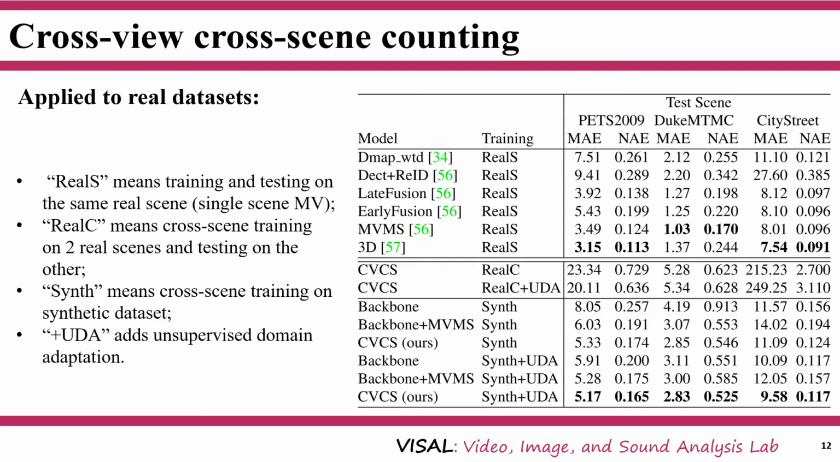The first 6 methods are trained and tested on the same single scene. The following 2 methods are the CVC model trained on 2 real scenes and tested on the other. The rest of the methods are the CVCS models trained on the synthetic dataset, without the unsupervised domain adaptation. From the table, we can see that the model trained on the synthetic dataset can achieve better performance compared to the model only trained on the real scenes. And with the unsupervised domain adaptation method, the performance can be further improved.